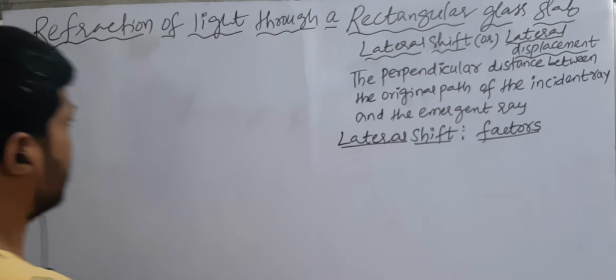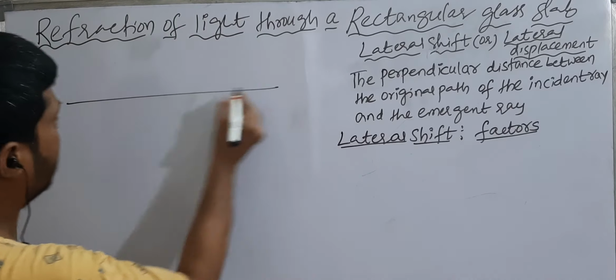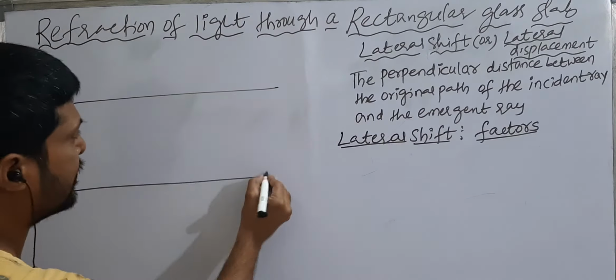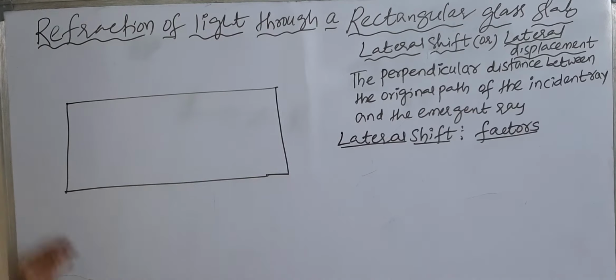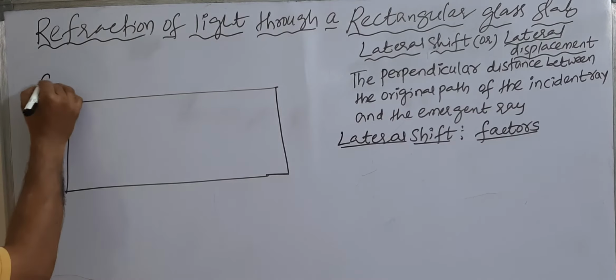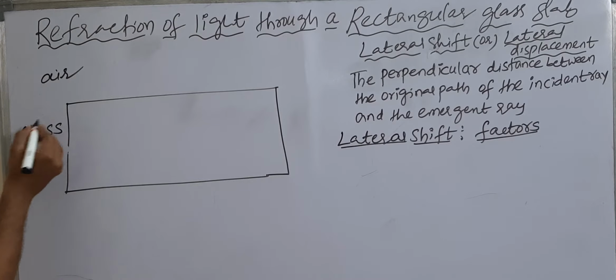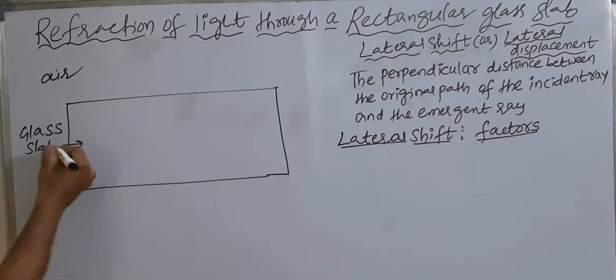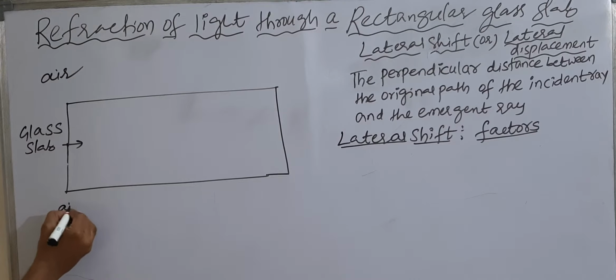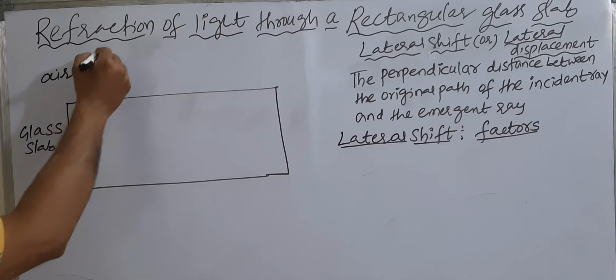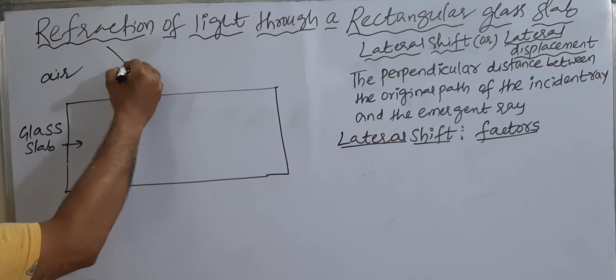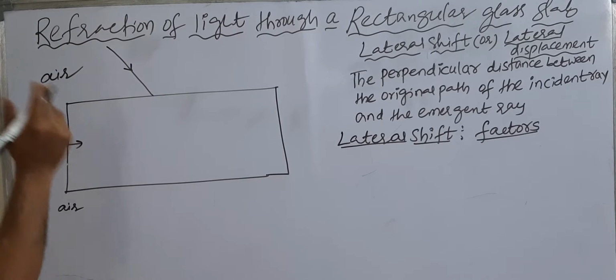Right, here I am drawing a rectangular glass slab. See here, this is the rectangular glass slab. Here air is a medium. Here is the glass slab, and here air. See here, a light ray is traveling from air to glass.